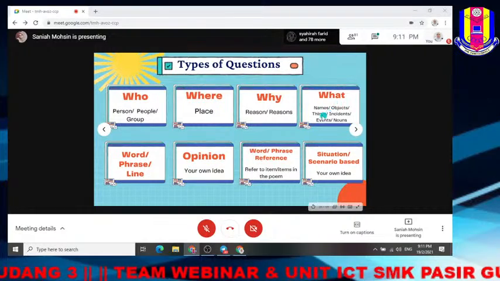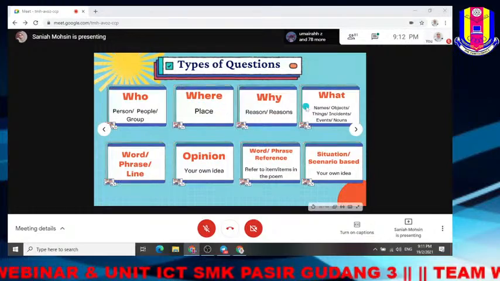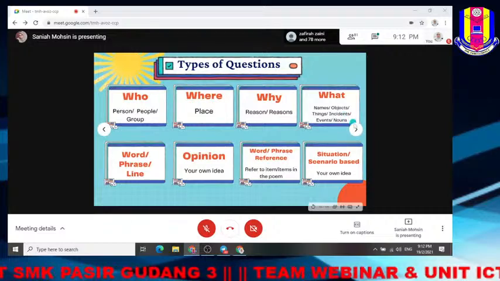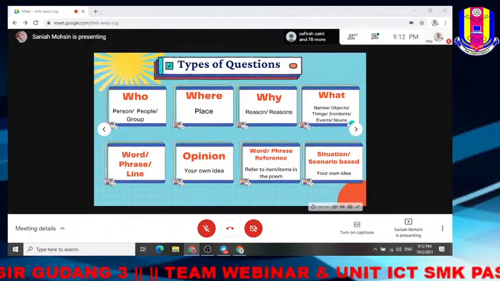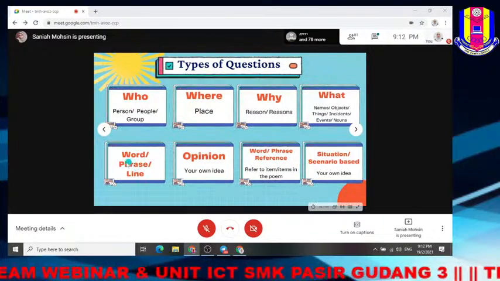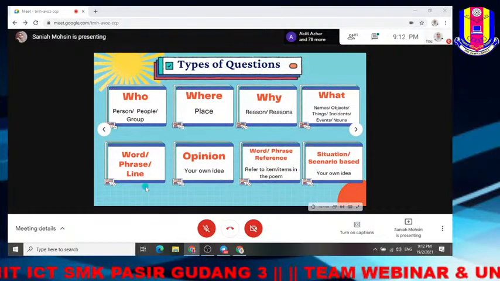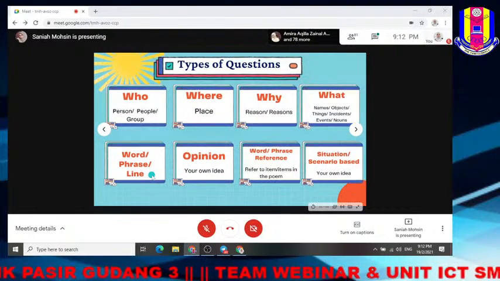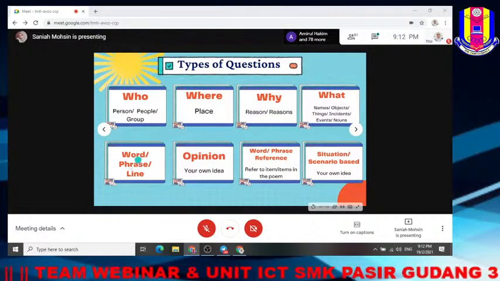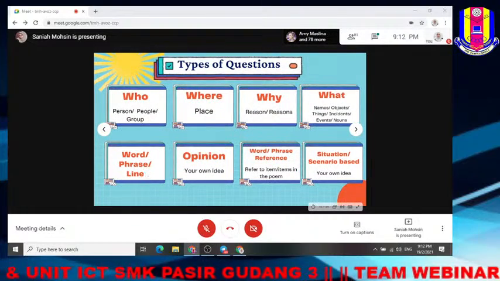Next one, what. Okay, bila what tu dia boleh jadi anything. They may ask you to answer in terms of names, boleh jadi objects, thing, incident ni peristiwa, events, ataupun nouns, kata nama. Boleh jadi juga they ask you about the word, the phrase or the line. Mungkin dia tanya, what is the meaning of line 2, stanza 1. So you have to give your own meaning. Phrase tu adalah frasa. So frasa ni boleh jadi more than one word.